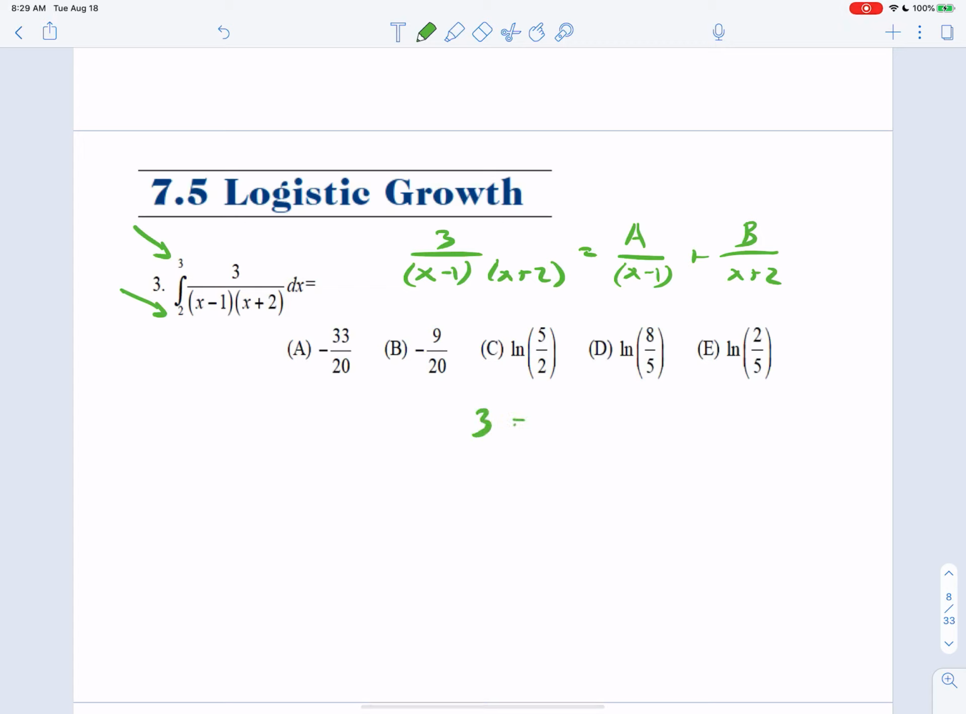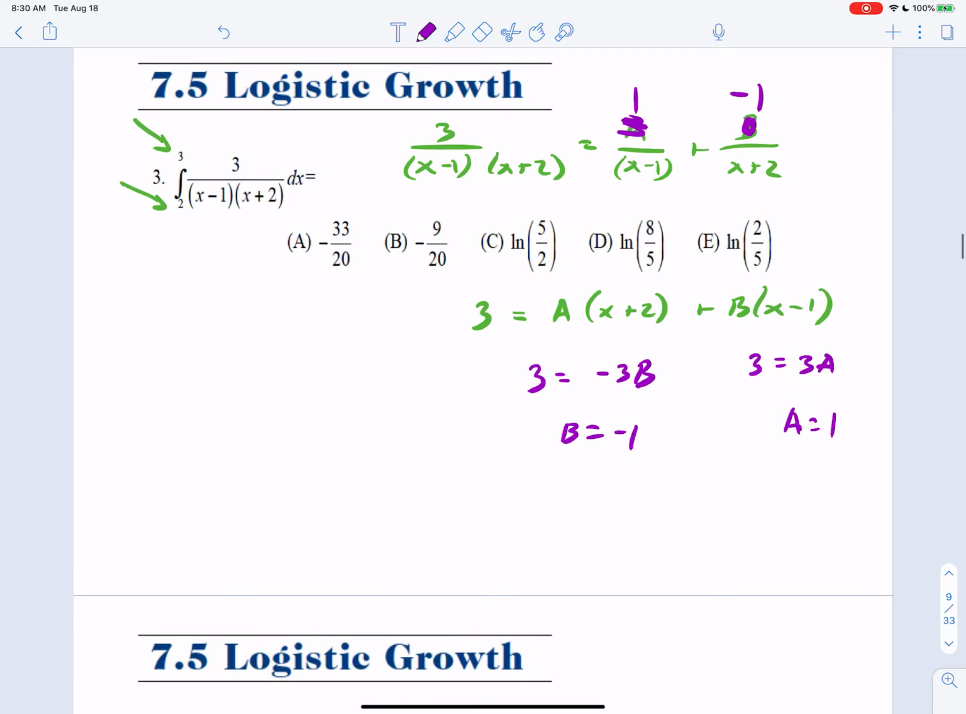So if I multiply that out, I should get 3 equals a times (x plus 2) plus b times (x minus 1). If I let x equal negative 2, the a goes away, so I should get 3 equals negative 3b. So b comes out to negative 1. So right there, b is negative 1. Okay? If I let x equal 1, I'll get 3 equals 3a. So a comes out to 1.